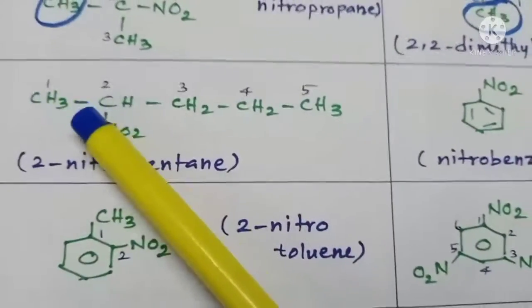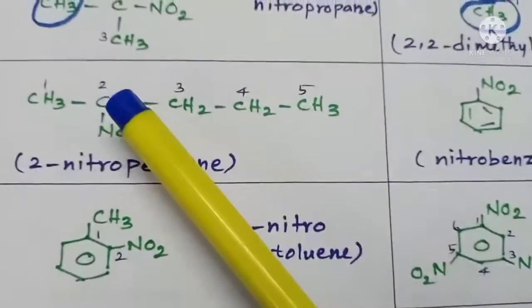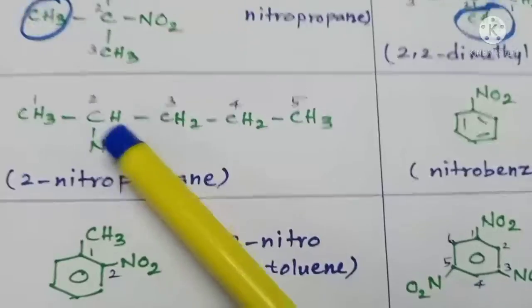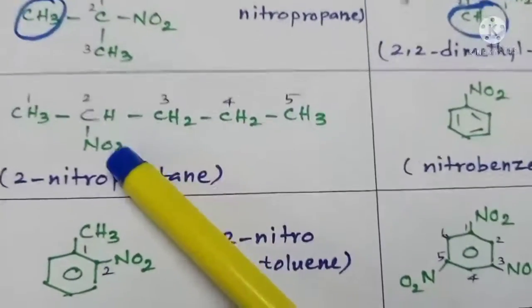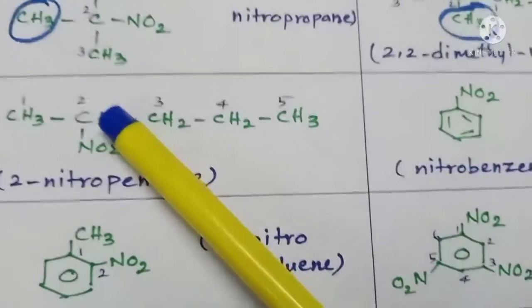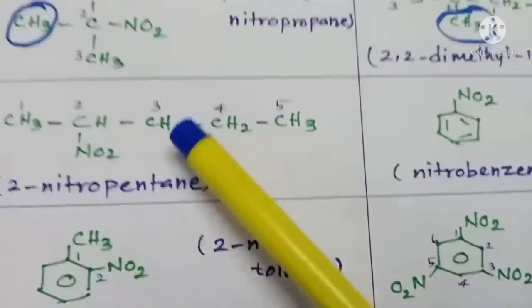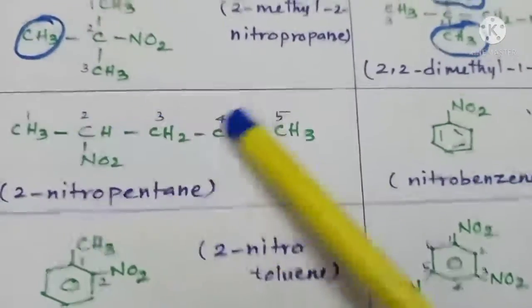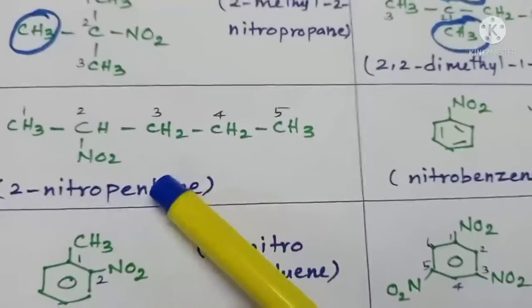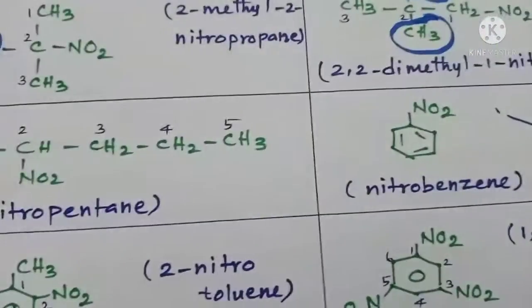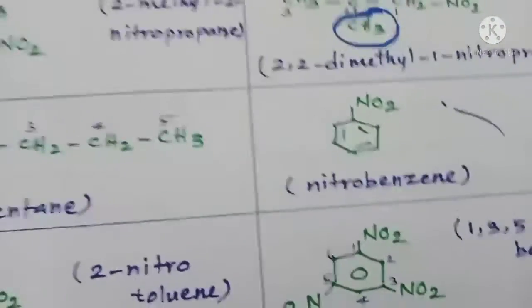The parental carbon chain can be numbered this way. We can proceed in a forward direction considering the least number rule, isn't it? Right now, the nitro group carbon is getting number 2, so that nitro group is at second carbon. It's a 5 carbon derivative, pentane, so 2-nitropentane. Okay, right. So these are aliphatic nitro compounds.